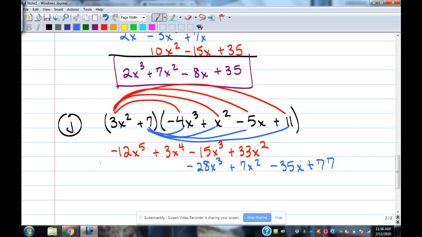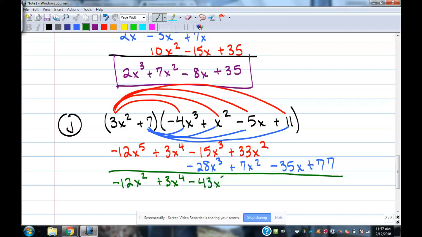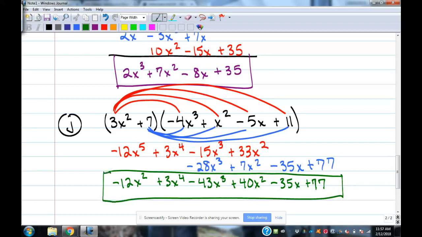We've stacked it up. And now all we got to do is add the columns together. So just drop the ones that don't have anything else in there. And then what's negative 15 and negative 28? Negative 43x cubed. 33 and 7. And then the others don't have anything alike, so I'll just drop them down. That should be a 5 there. I don't know why I wrote a 2. There we go.